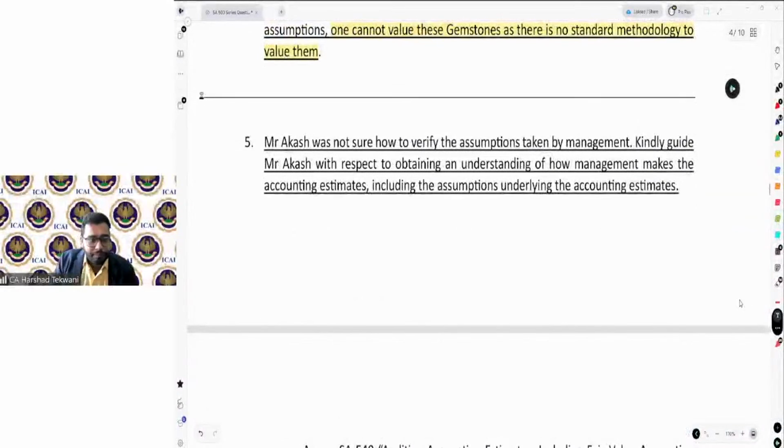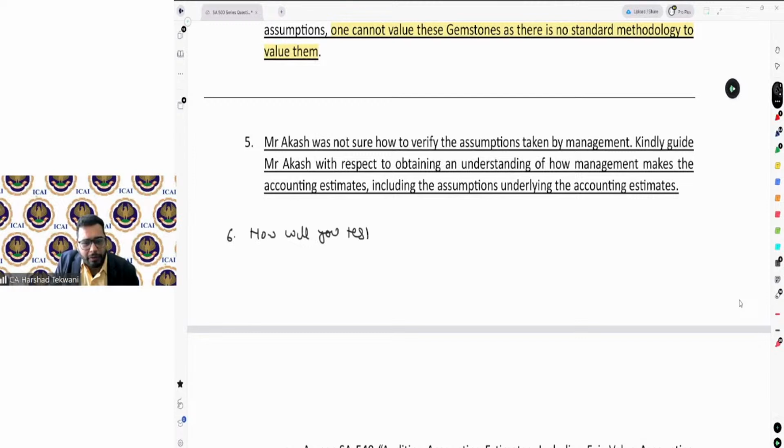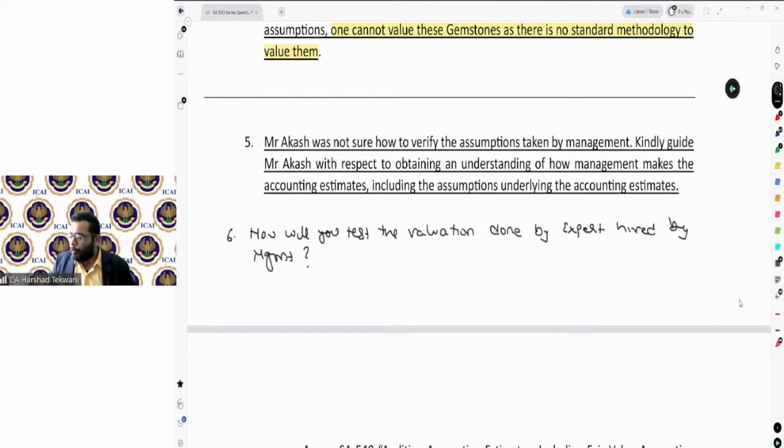I'll pose a question here. Let's say, for example, an alternate question. How will you test the valuation done by an expert hired by management? Okay, what will you do, what procedures will you follow when you want to test the valuation which is done by an expert hired by management?